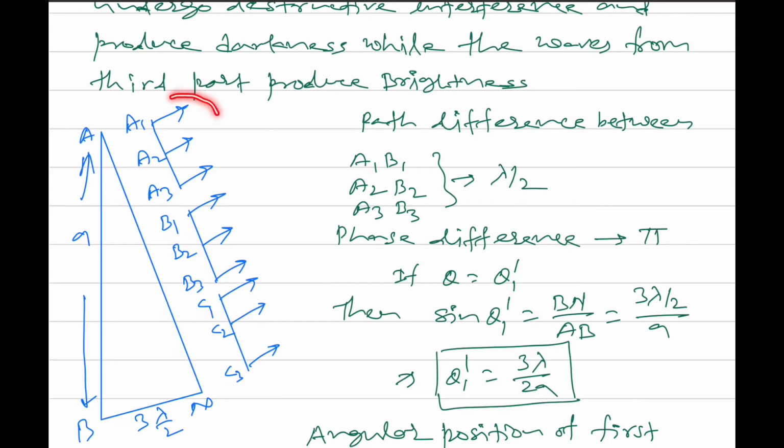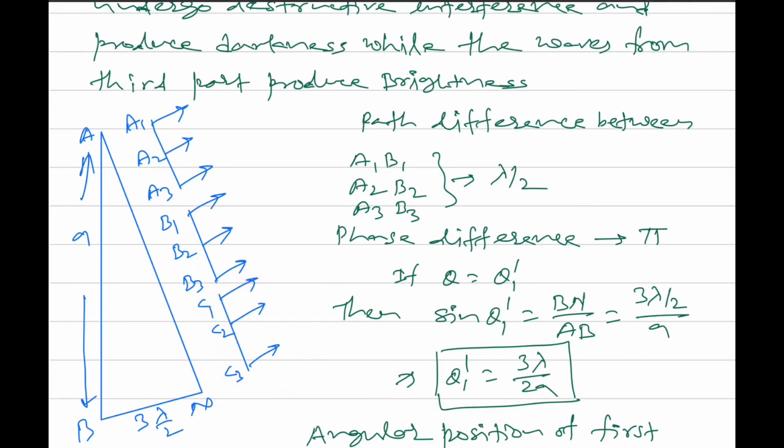But I have taken here the upper two parts only. I have avoided the lower section. So phase difference is pi. So these waves will undergo destructive interference. So only this part will be left out and this part will produce brightness.